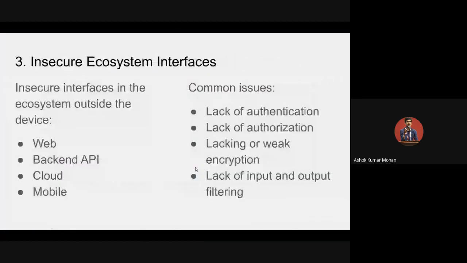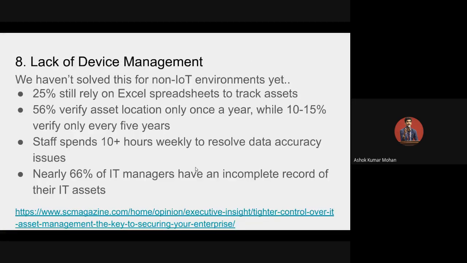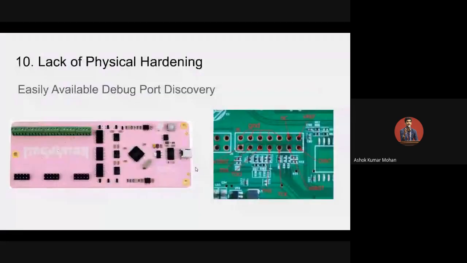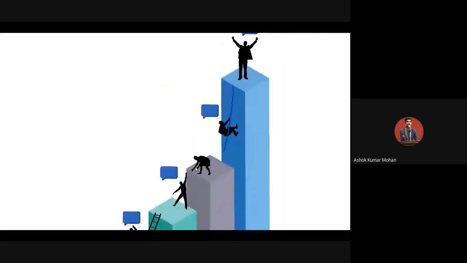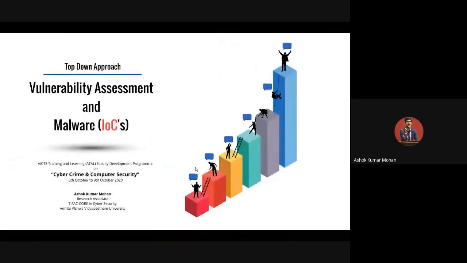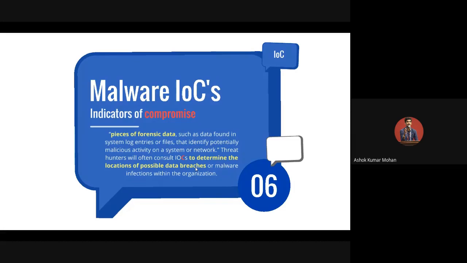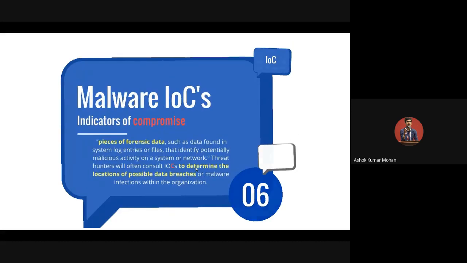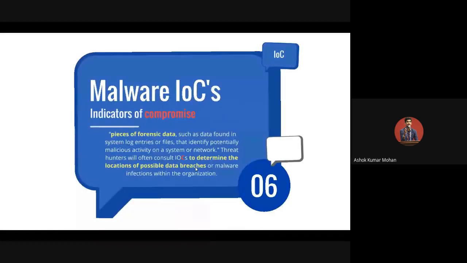Okay, coming again, let me just see all the top 10 vulnerabilities which you have seen here. So these are the vulnerabilities which you have seen, right? The top 10 vulnerabilities. So let's get on to the second part, the malware part. Malware IOCs, right? IOCs again is a technical word. As the name goes, it is indications of compromise.